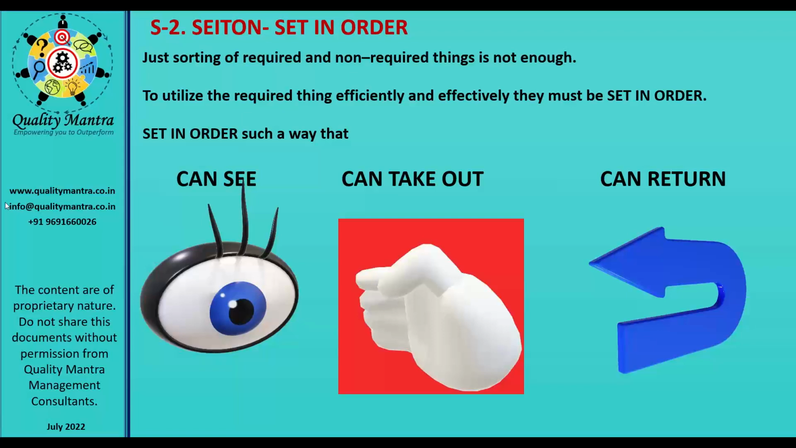seen. Otherwise, again, the useful things, if they are not set in order, you will take more time to find out what is required. So it should be clearly visible to you, can see, can take out. You should be able to take it out easily without disturbing the other material, other equipment, other tools, instruments. And once the work is over, you should be able to return it back to its original position. Otherwise, how are you going to find it quickly next time? Today you keep it in drawer number 1, tomorrow you keep it in drawer number 15. How will one come to know where that thing is? So there has to be a place for the things.